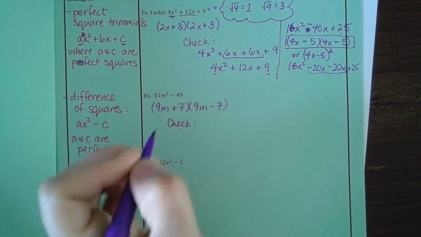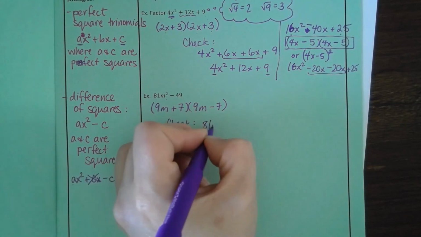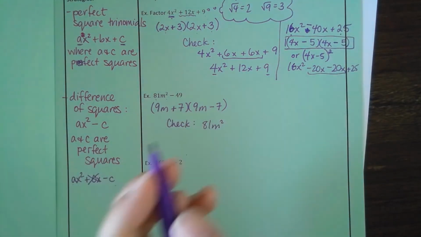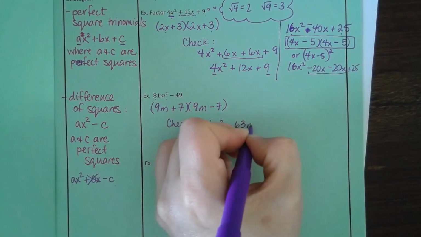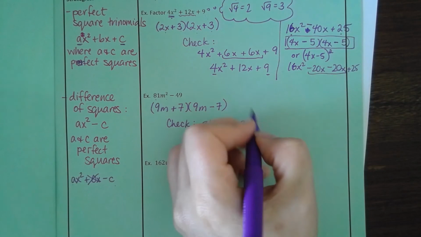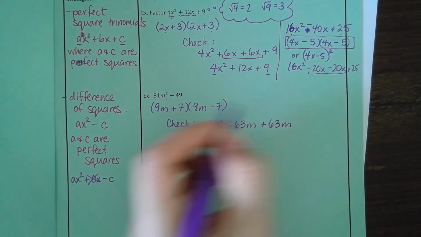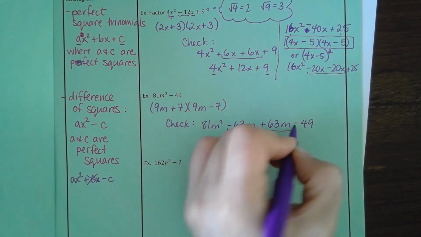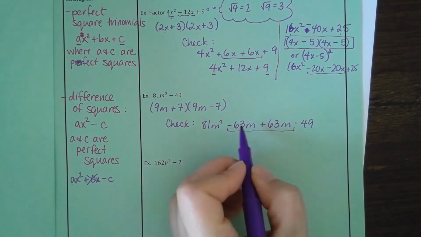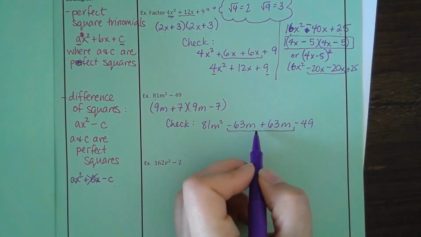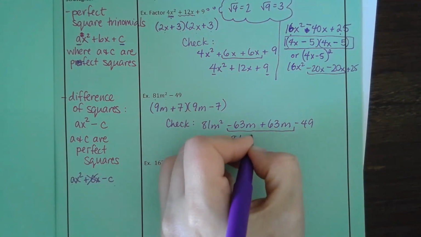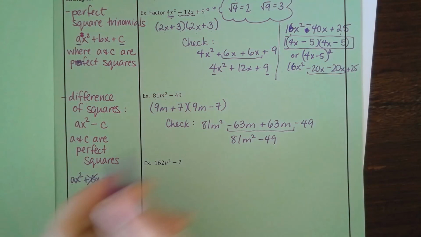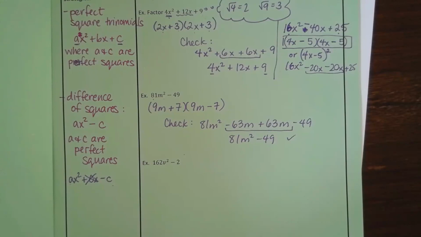I'll check my work, foiling. 9m times 9m is 81m squared. 9m times negative 7 is negative 63m. Positive 7 times 9m is positive 63m. And then 7 times negative 7 is minus 49. And we can see that this middle term, plus 63m and minus 63m, add up to 0 m's. So that's what happens to our middle term. Okay, so we know we did it right. So it's just a matter of remembering those two patterns.